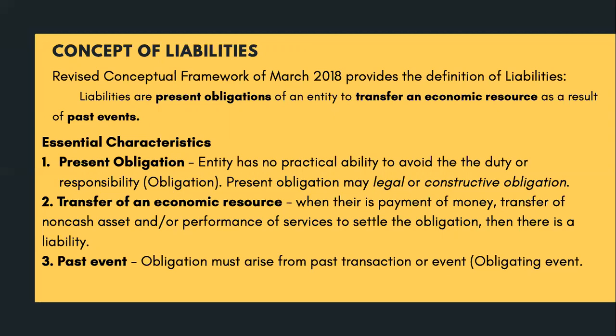Based on the definition, there are three essential characteristics in order for us to identify a liability. The first essential characteristic is present obligation. The entity has no practical ability to avoid the duty or responsibility. Therefore, it is an existing, present obligation that the entity cannot avoid. They are obliged to comply or to settle the obligation.